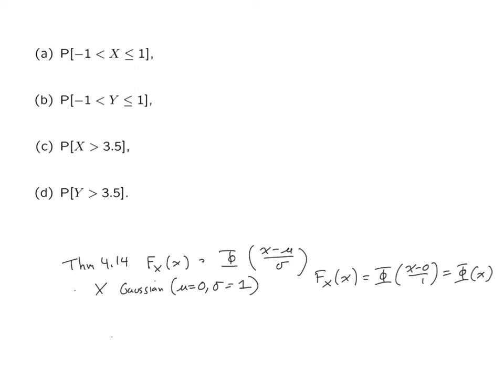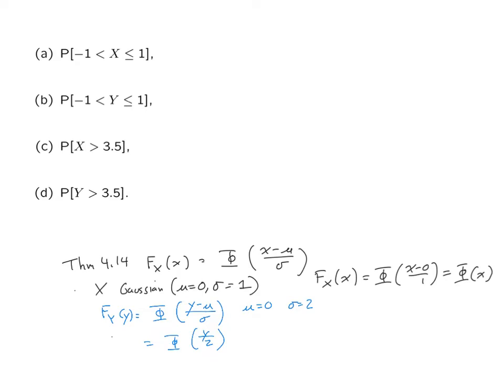In the same way, we know that since y is Gaussian, the CDF of y is equal to phi of y minus mu over sigma. But in the case of y, mu is equal to 0, but sigma is equal to 2. And this equals phi of y over 2. We can now use these facts to solve for parts A, B, C, and D.